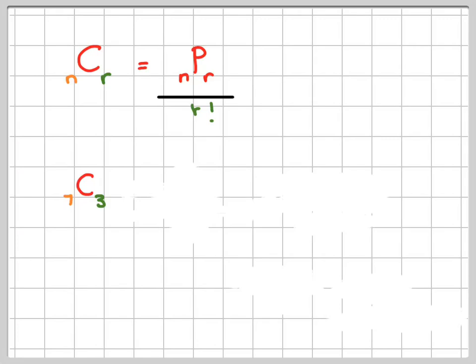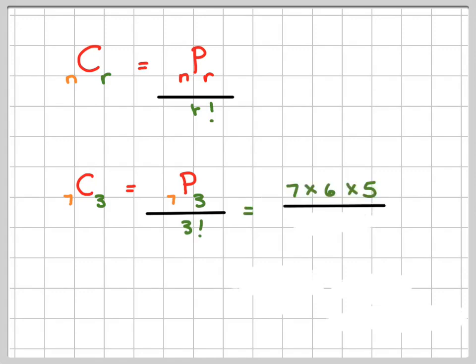Right, so that is our formula as we looked on the previous screen. Now if we have a combination here with the total is 7 and the smaller group is 3, we're going to apply that. So our permutation is going to look like this. P, there's 7 and there's 3. Okay, permutation of 7 and 3 over R, which is 3, factorial. 3 factorial.